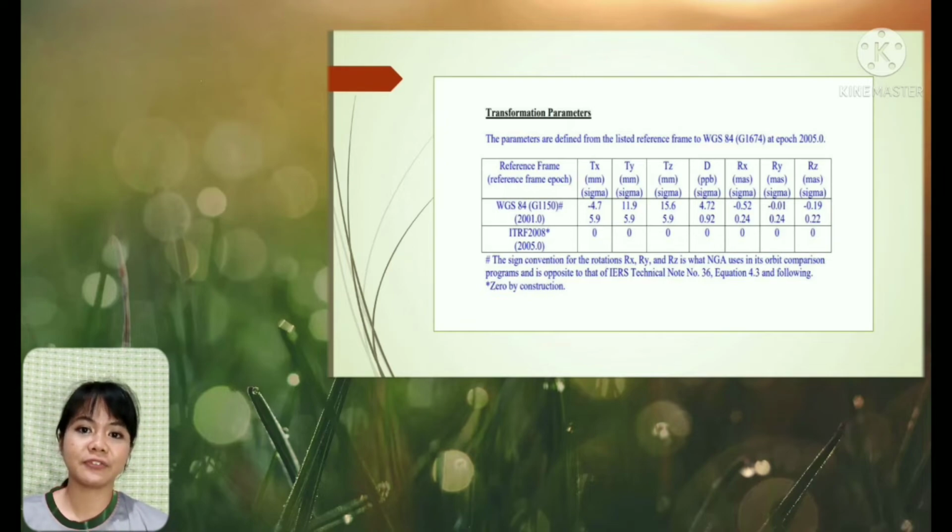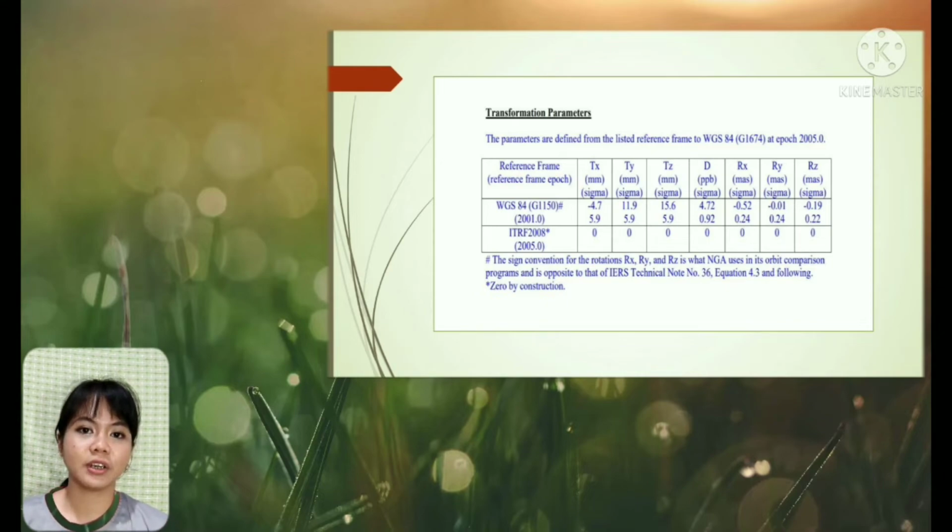So WGS84 G1150 has a TX, in mm, of negative 4.7 and 5.9 sigma. And for the ITRF 2008 is 0. Next, the TY. So the TY of the WGS84 G1150 is 11.9 and 5.9. And again, ITRF 2008 is 0.